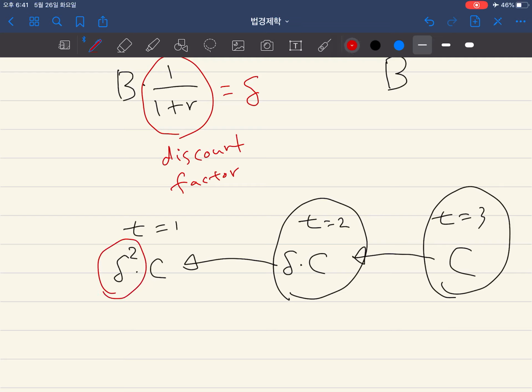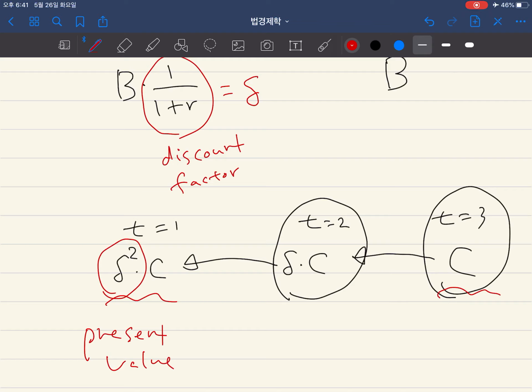So here you multiply the discount factor twice. It means that you are calculating the present value of the money in time period 3. So this is how we calculate present value, the present value of future money.